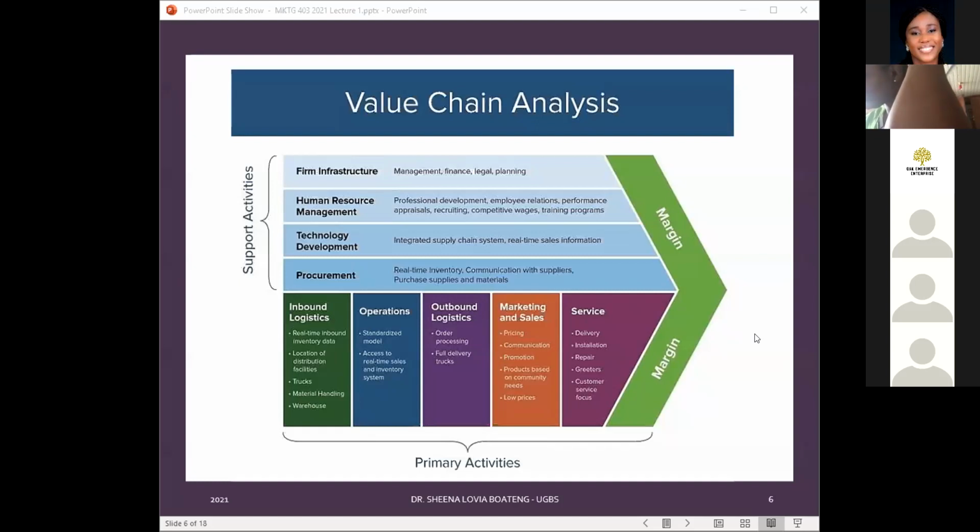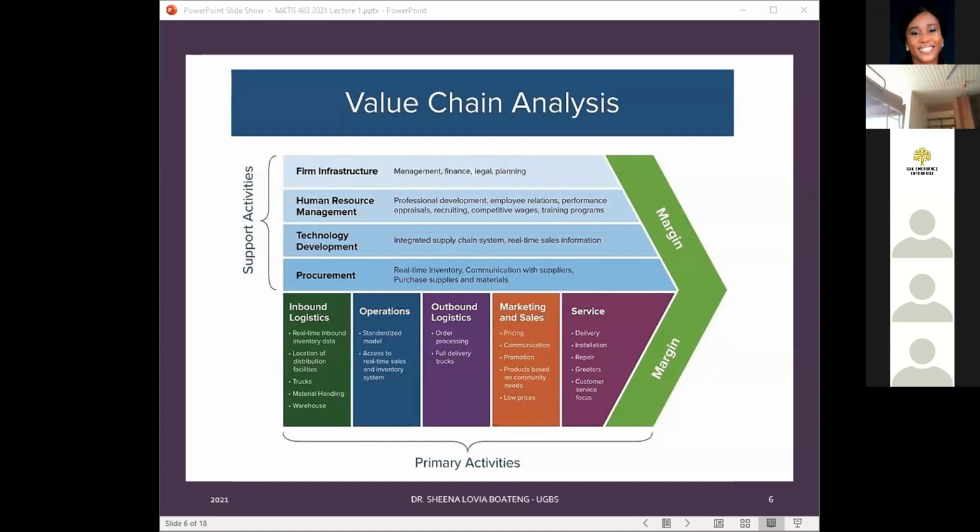So I believe by now we have understood that e-marketing is a subset of e-business, which I'm going to be focusing on. So apart from the primary activities, which I just mentioned in passing, we can also talk about the support activities that have to do with everything from firm infrastructure, including management, finance, legal, and planning, as well as human resource management, which includes recruiting workers, setting competitive wages, training them, handling employee relations, performance appraisals. All of these things can be automated using internet-enabled technologies.